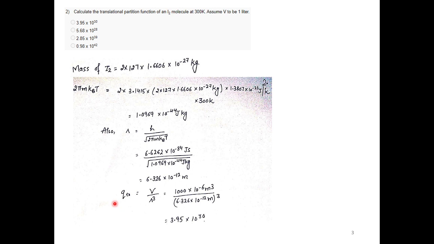So this is where you can get the value of the translational partition function, which comes around 3.95 into 10 to the power 30. This is the translational partition function.